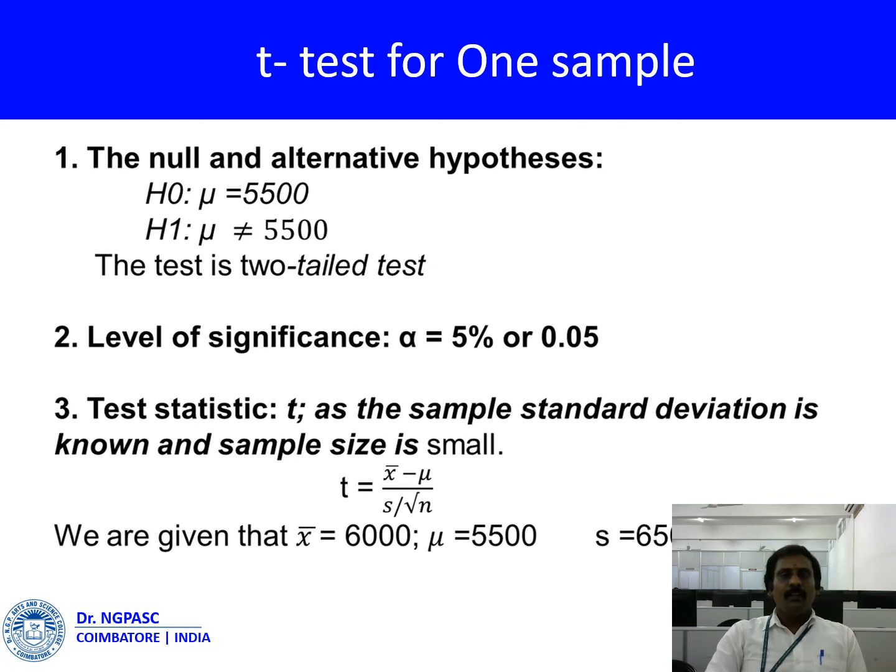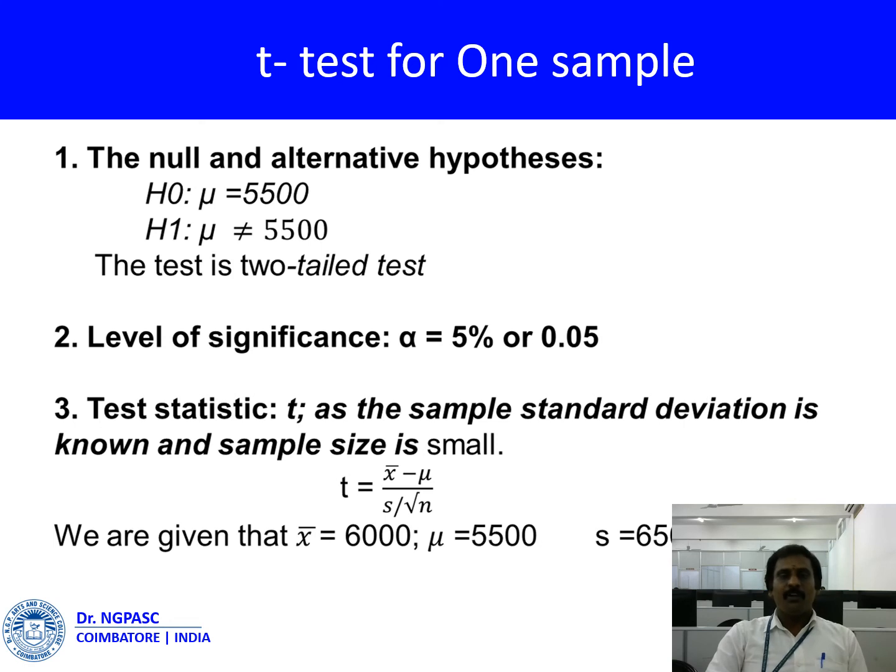First, the procedure. Calculation part: the null and alternative hypotheses. H naught: mu is equal to 5,500, mu naught is equal to 5,500, the complement value. The test is a two-tail test. We have to apply the two-tail test for this problem. Second, level of significance alpha is equal to 5% or 0.05. The test statistic: the sample standard deviation is known and the sample size is small, so we have to apply the t-test.